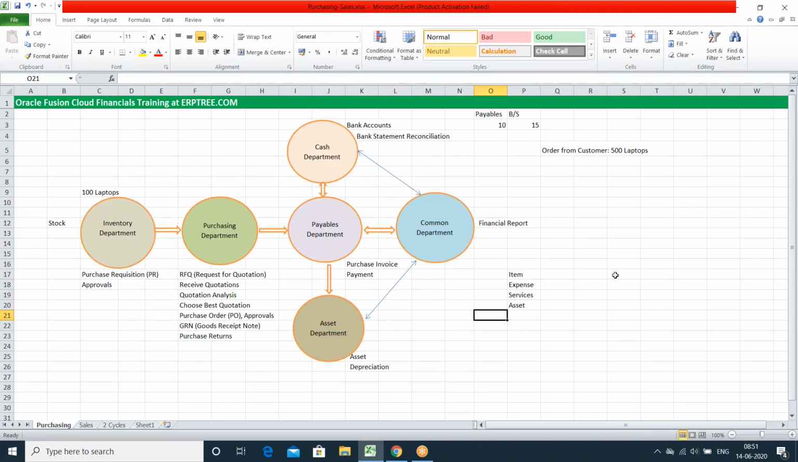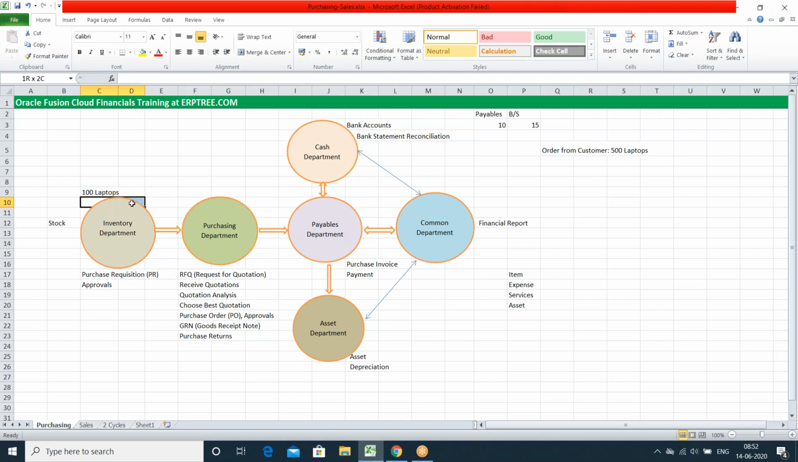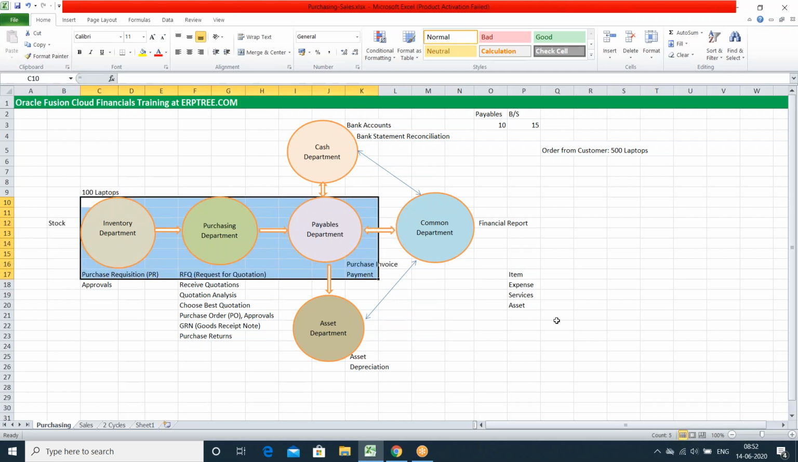But when you talk about the organization, primarily three departments are involved in the core activities. Which departments? Inventory department, purchasing department, payables department. They start the process with the requisition and end the process with the payment. Once we are done with the payment, there is additional information and activities. The payables department will share purchase invoice information with the asset department, and payment information with the cash department. All departments will share information with the common department. That happens internally, but in reality, these three departments are involved in the actual activities.